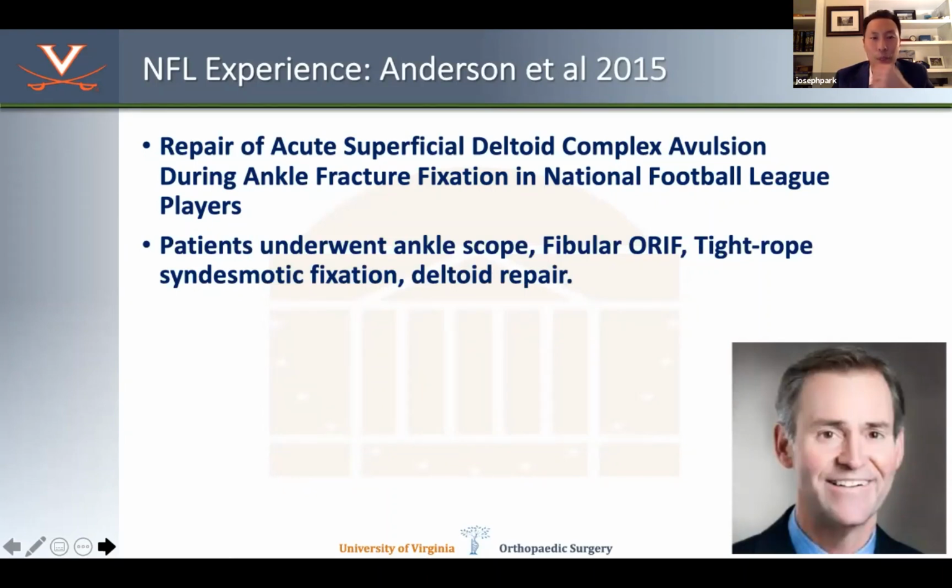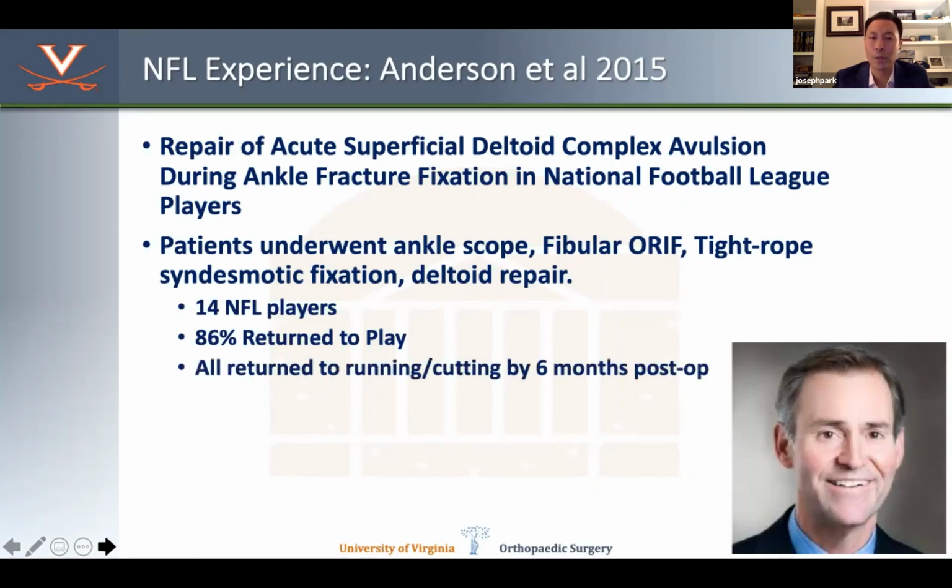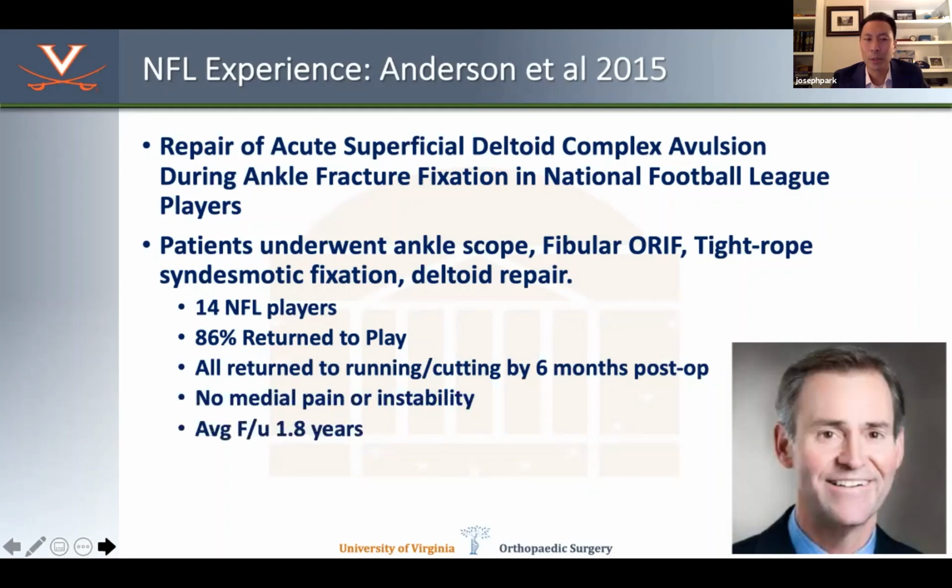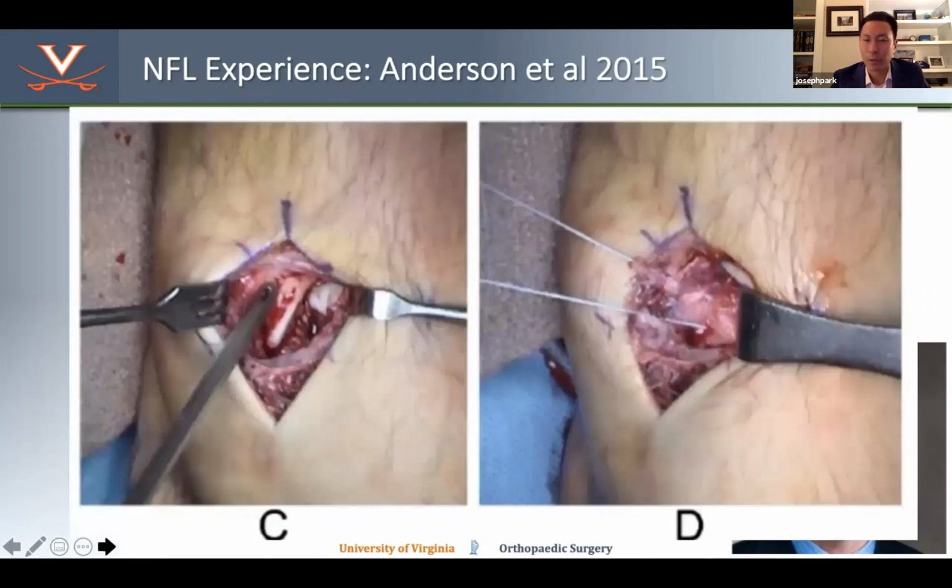So bad ankle fracture dislocations. He treated them all with an ankle scope, fixed the fibula, did a tightrope, and then repaired the deltoid. He looked at 14 NFL players. 86% of those returned to play, and all returned to running and cutting by 6 months post-op, and none had medial pain or instability. The average follow-up was almost 2 years. And again, here's a picture from his publication, and you can see how eerily similar that image is compared to what I just showed you for one of our athletes.